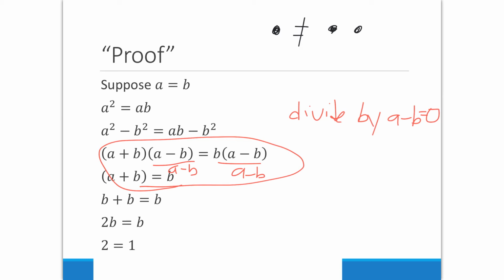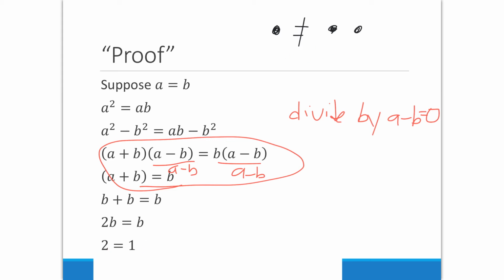Dividing by 0 is illegal. It's inappropriate. It's breaking a basic math rule, a fundamental rule of mathematics. You're not allowed to divide by 0. So, of course, this proof is incorrect because I'm dividing by 0, and in fact, this is why you're not allowed to. If you were allowed to divide by 0, then the rest of this proof would be technically correct, and you would show that 2 equals 1.